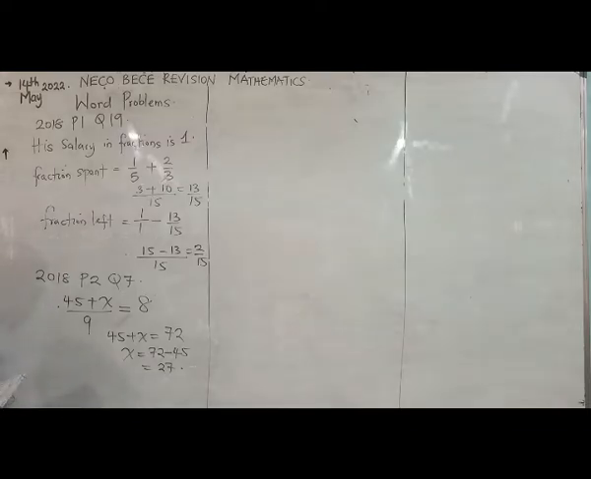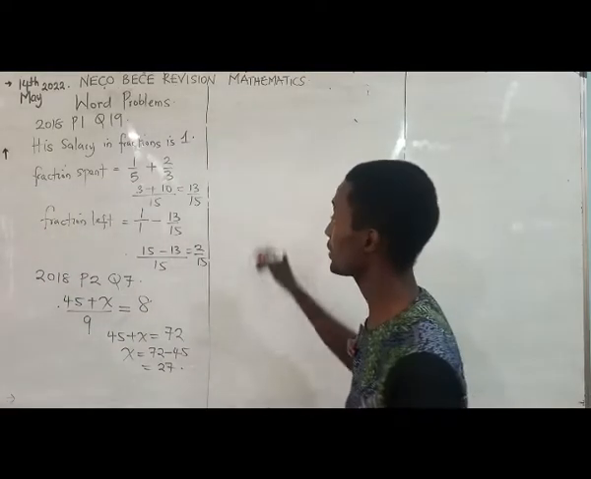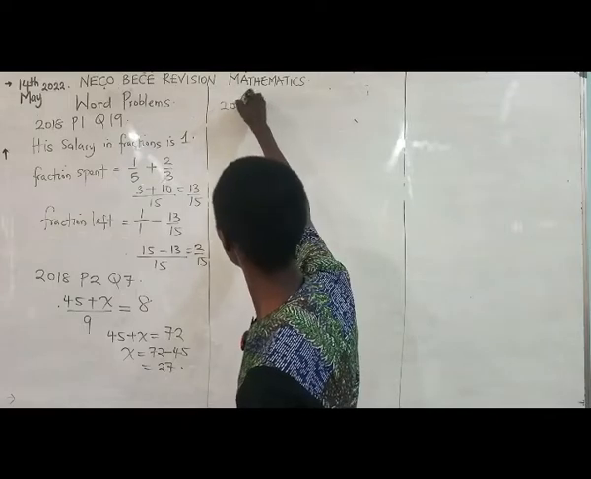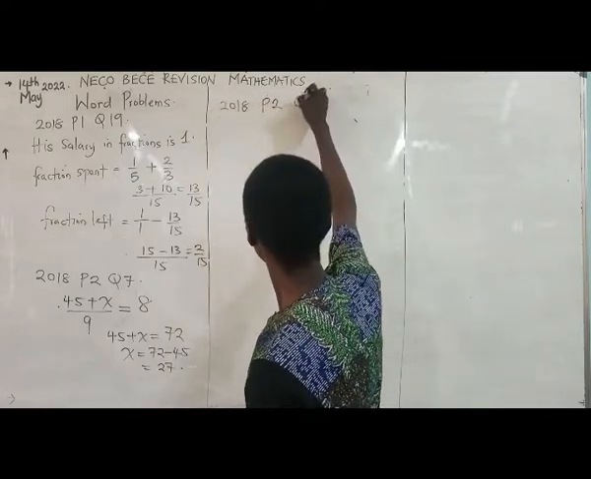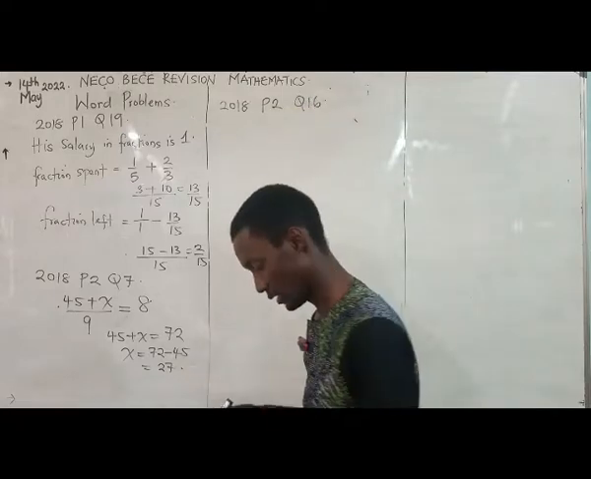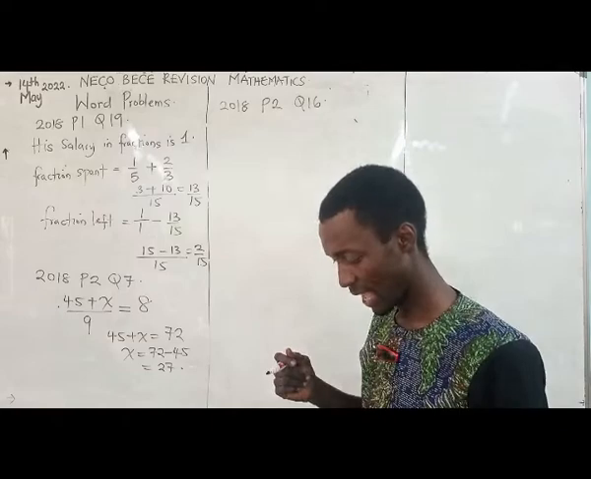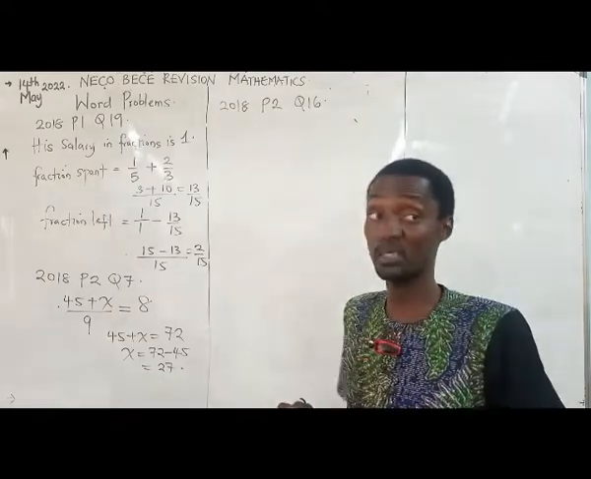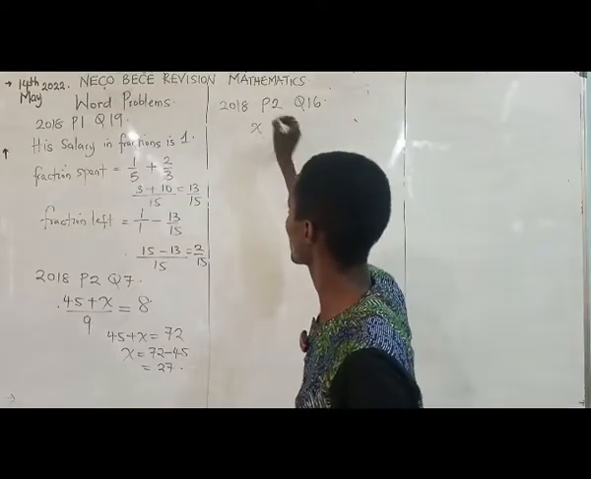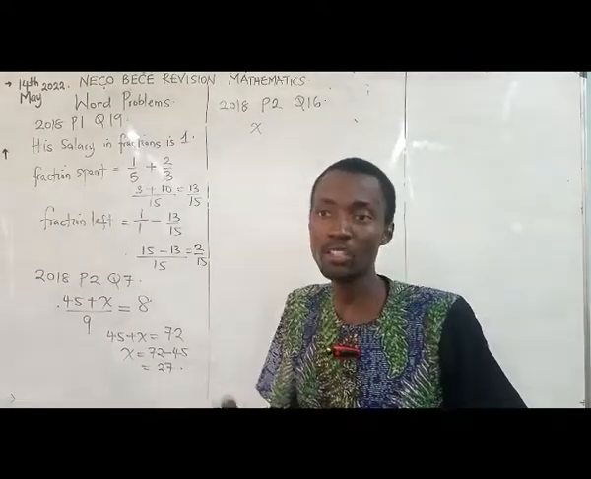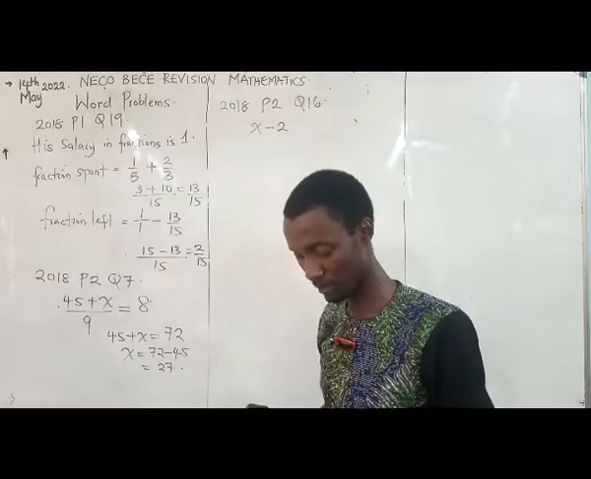27. Now let's look at question 16 of that same year, 2018, paper 2, question 16. It says, Minyi thinks of a number and subtracts 2 from it. That number he's thinking of, we call it what? X. And to subtract is to remove. Remove what? 2 from it.